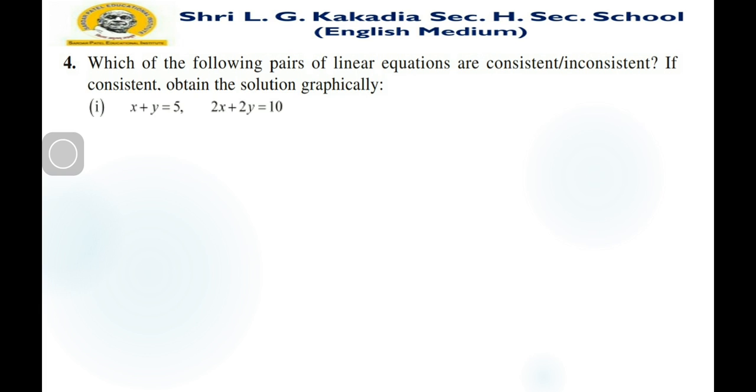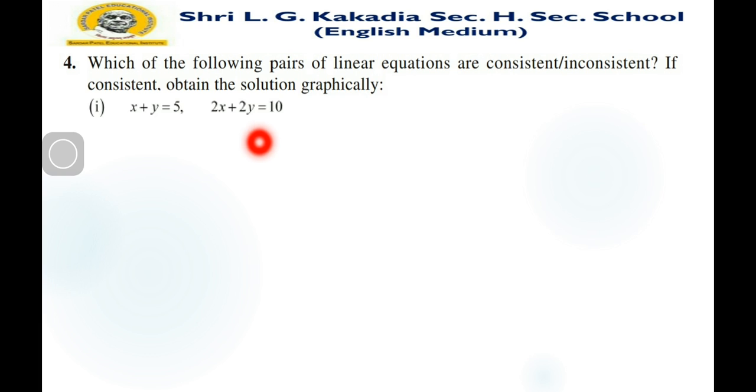So now here we can see that this one is the first equation, this one is the second equation. Here a1 is 1, b1 is 1 and c1 is minus 5, because we have to put 5 on the LHS. So it will be minus. So c1 is minus 5. Here a2 is 2, b2 is 2 and c2 is minus 10, because we move 10 here. So it will be minus. So c2 is minus 10.